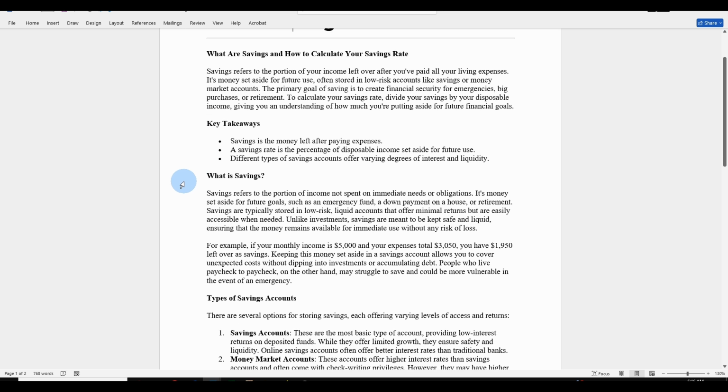Key takeaways: savings is the money left after paying expenses. The savings rate is the percentage of disposable income set aside for future use. Different types of savings accounts offer varying degrees of interest and liquidity.